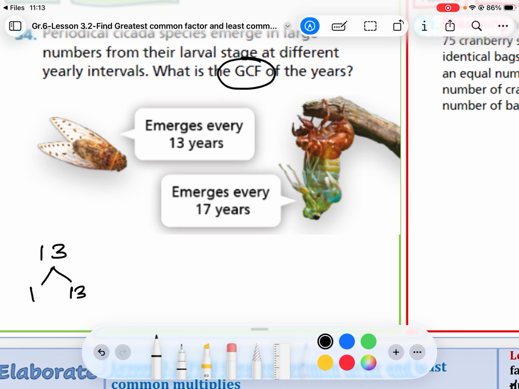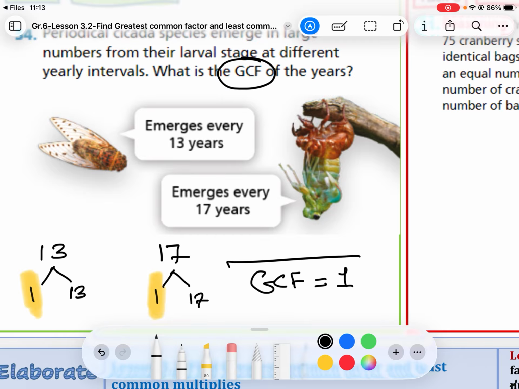Obviously, it's 1 times 13. There is no 13, no factors that when you multiply will give you 13 other than 1 and itself. That's it. 17, it's 1 times 17. So as you can see here, guys, the GCF is 1. This is an easy question. So here in this question, the GCF is equal to 1. They have nothing in common but 1.